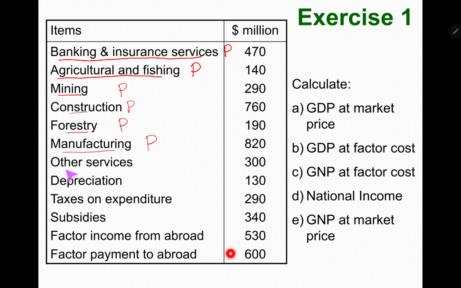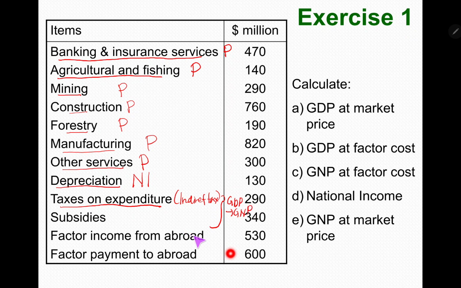Manufacturing, product. Other services, product. Depreciation, this is when you want to calculate national income. Tax on expenditure, remember, although you have the name expenditure here, go back to your formula. Tax on expenditure is the other name for indirect tax. So write down, this is indirect tax. And you use these two items when you want to change from GDP to GNP.